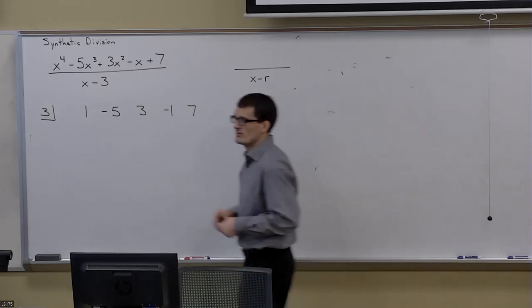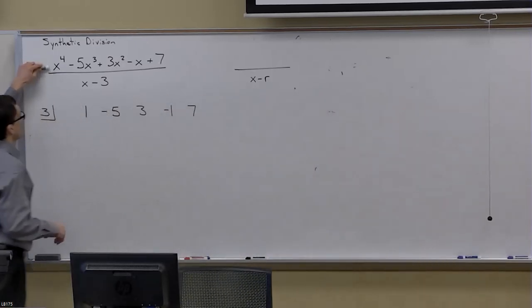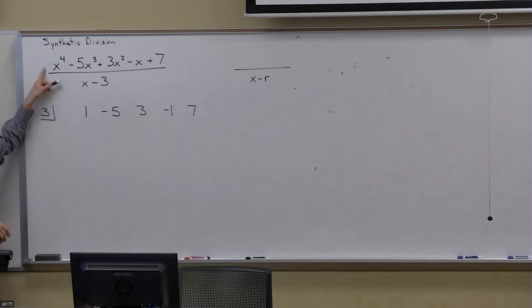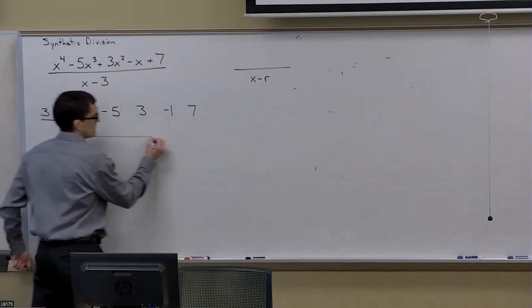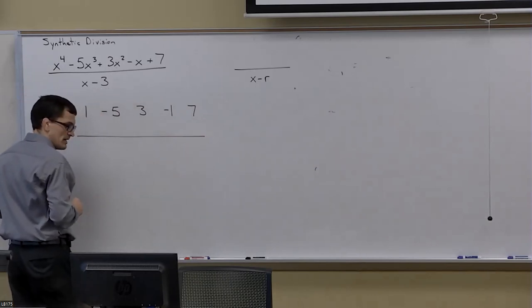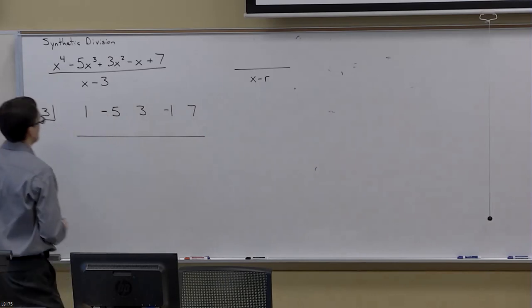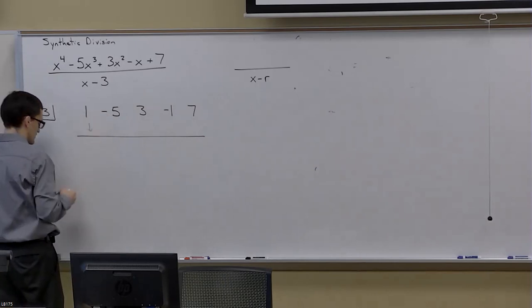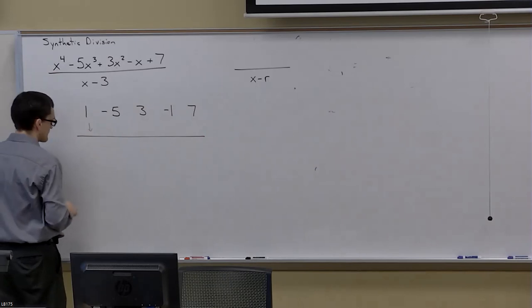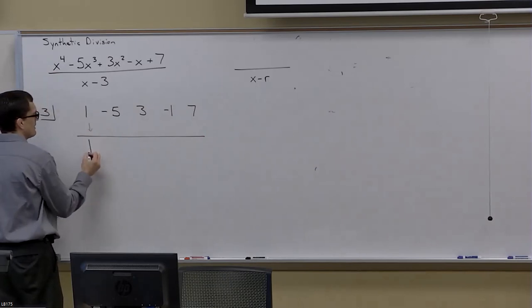By the way, I've always started with 1s out front here. You don't have to start with 1s out front as the coefficient of your dividend. You can start with whatever. Doesn't matter. And the process of synthetic division is the first step is to bring down whatever this coefficient is. In this case, that's a 1.